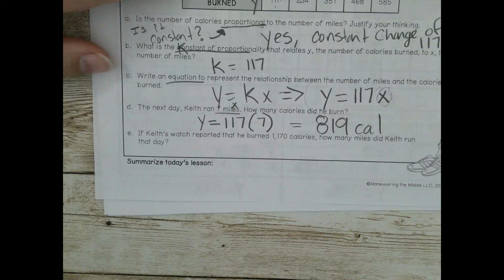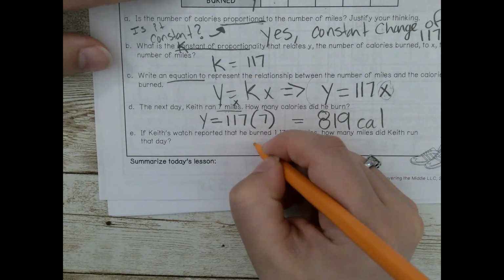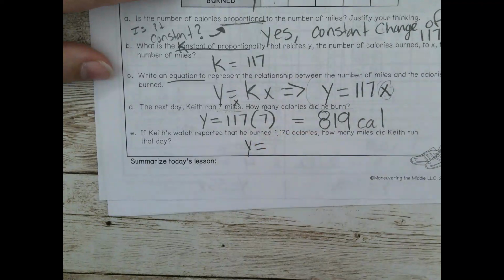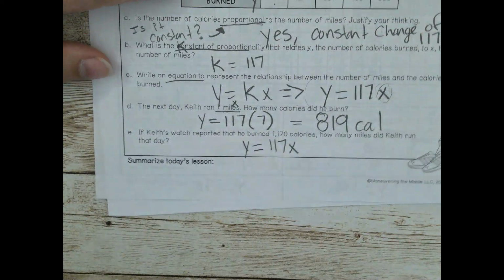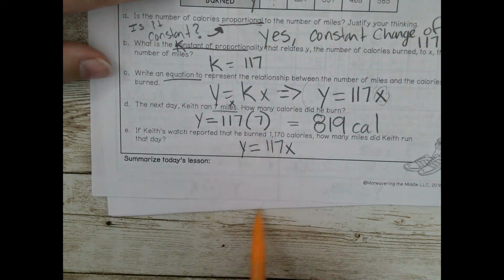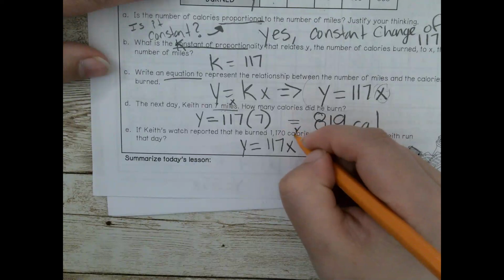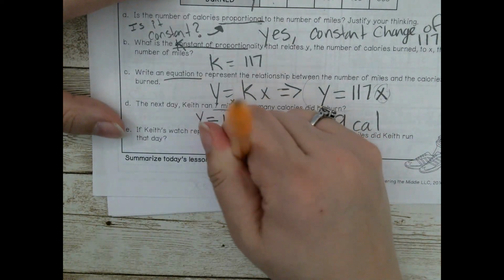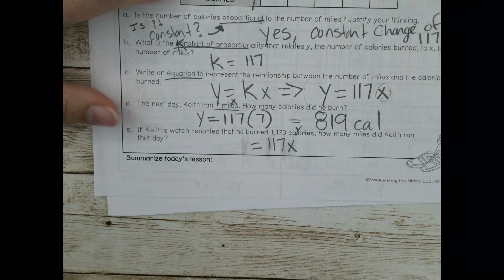You can also go the other way. This time they gave us calories. Well, we're still going to use the same formula. So our equation, we're going to write that down. But 1,170 calories. Calories goes for what letter? X or Y? Y. So I'm going to erase the Y. We're going to put that number in its place.